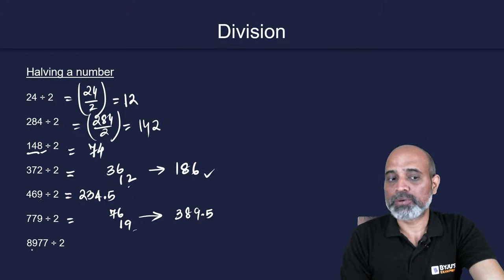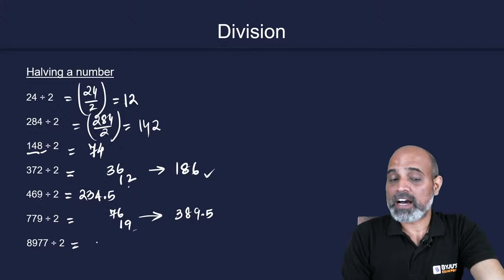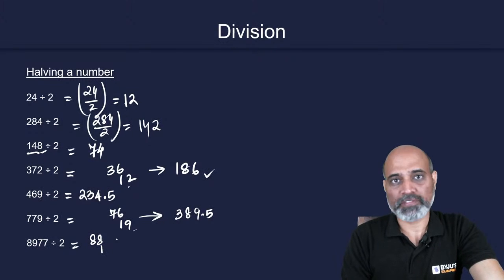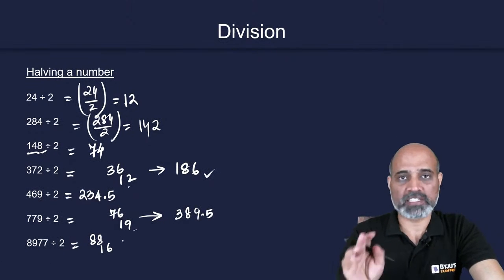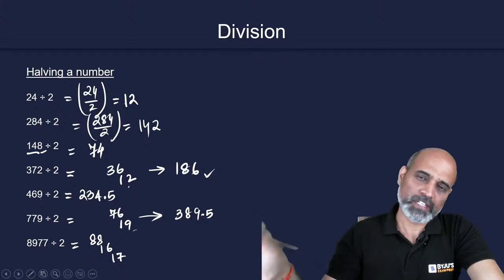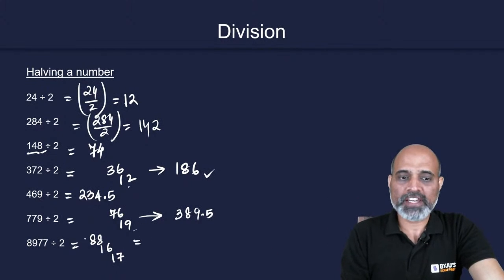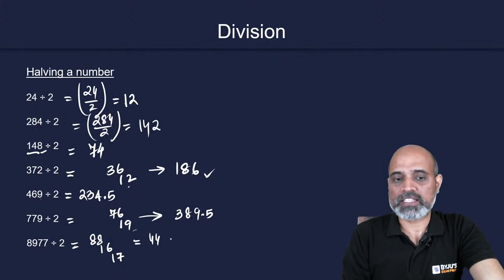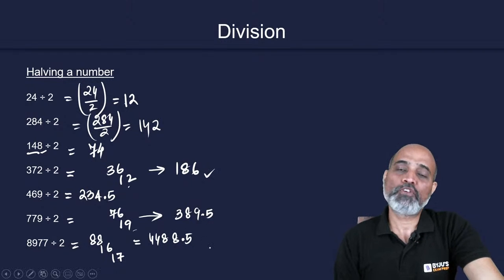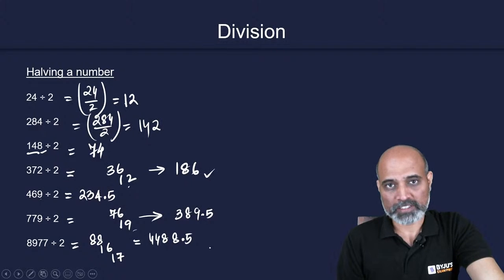8977 divided by 2. So 89 ka half is difficult. So I'll take 88. So 1 is left. So I will next take 17. 17 nahi pata mere ko. I can do 16 ka half. Then again I am left with 1. I will take now 17. So last wala you will take that. So this is going to give me 88 ka half 44, 16 ka half 8, 17 ka half 8.5. So 4488.5 is going to be the answer.